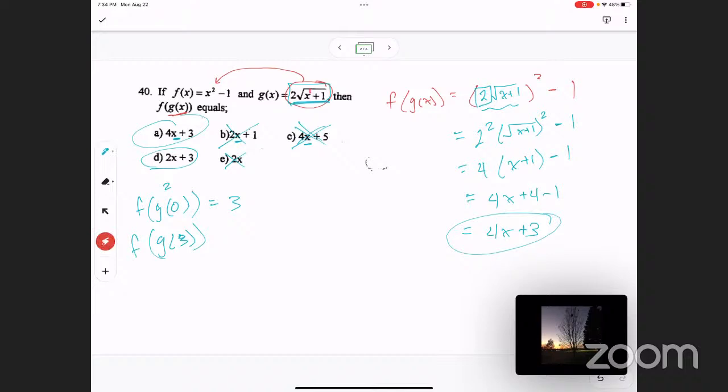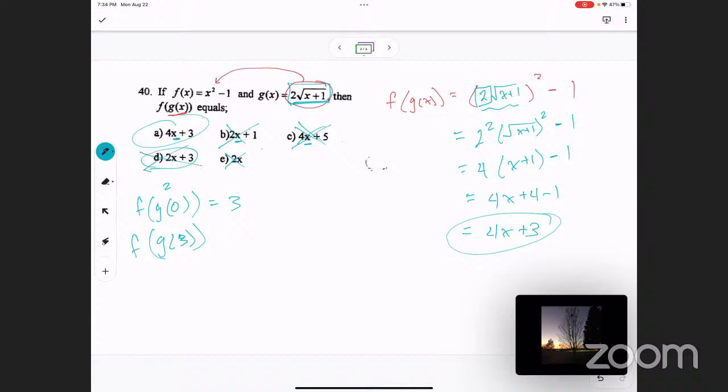Why did I pick 3? Because what's 3 plus 1? It's 4, and what's the square root of 4? 2. You see how I picked that? I didn't just pick any old number, because I don't want to have to deal with the square root anywhere. Got it? And you'll see when you do that, you'll see that one wouldn't work. So it's not that, it's that.